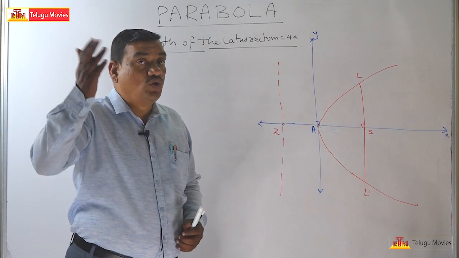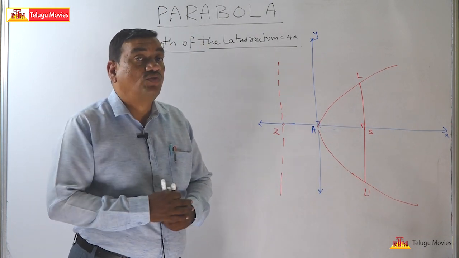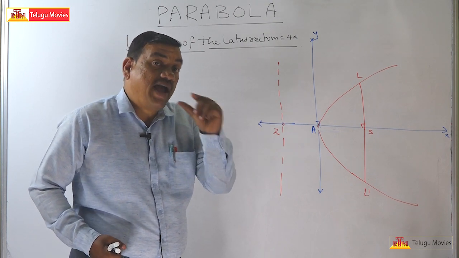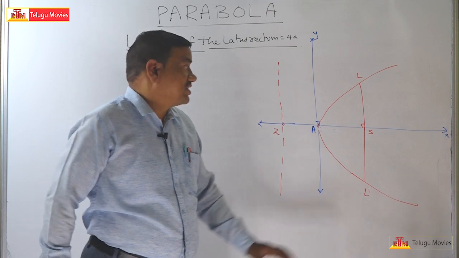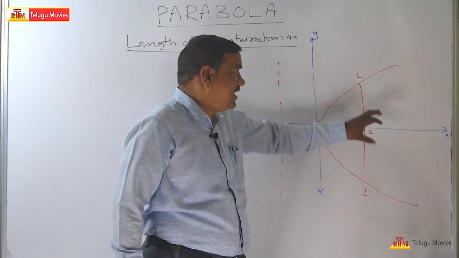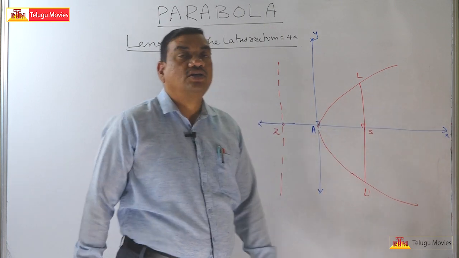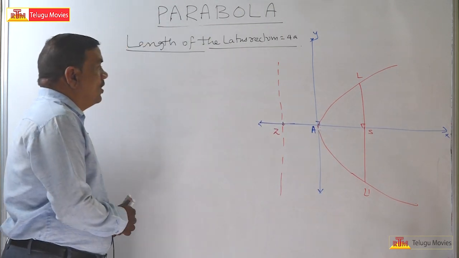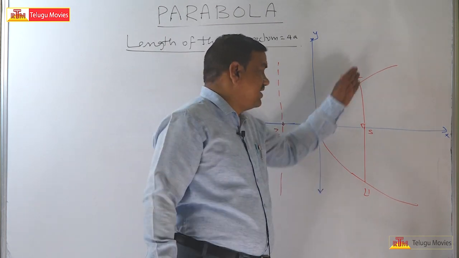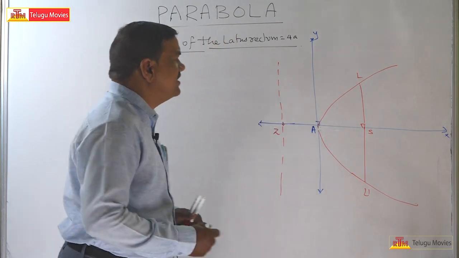Already y square is equal to 4ax. For every x value we are getting two y values. Their magnitudes are the same but opposite in direction. That means if it is plus 4, the other is minus 4. That means the length is 4 only. Understand this, right? So therefore, if you find out the value of SL and double it, we will get the length of the latus rectum. So very easy concept this is.